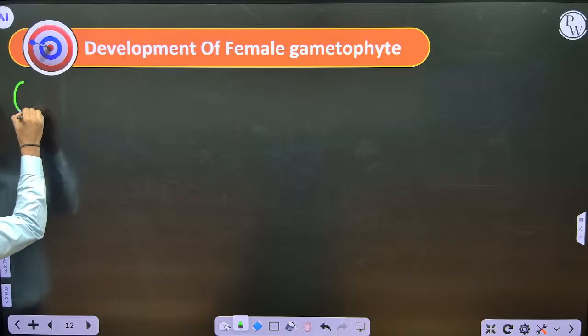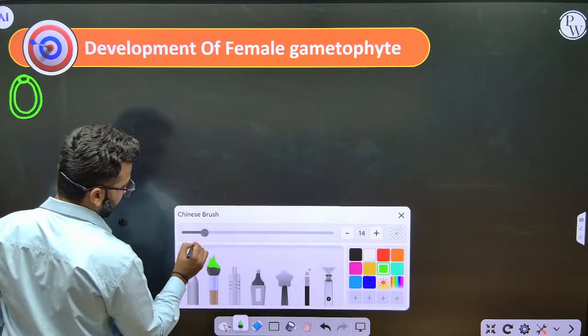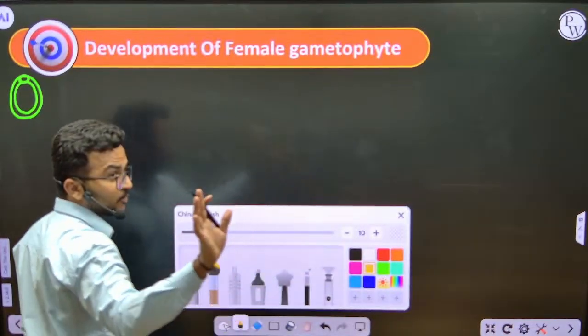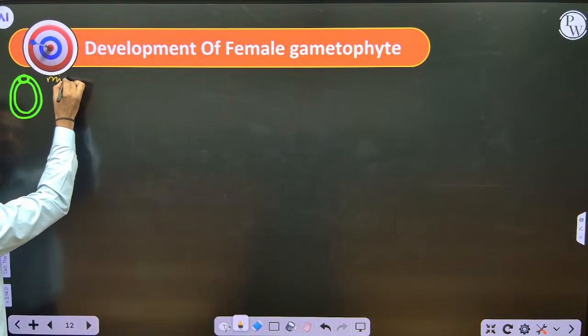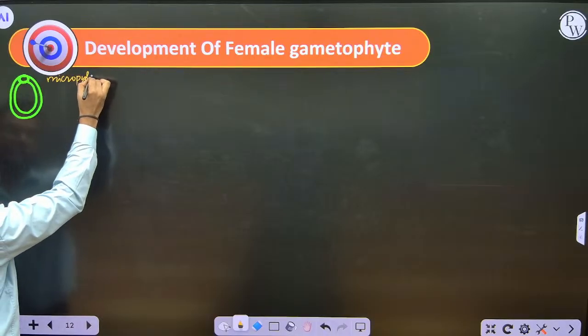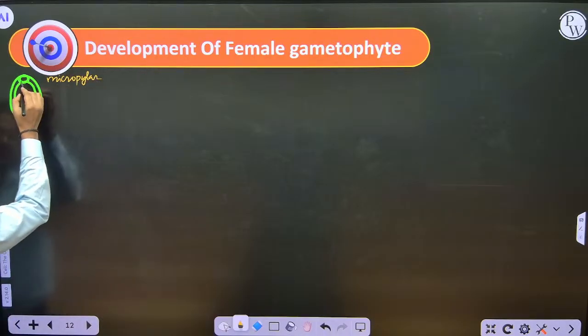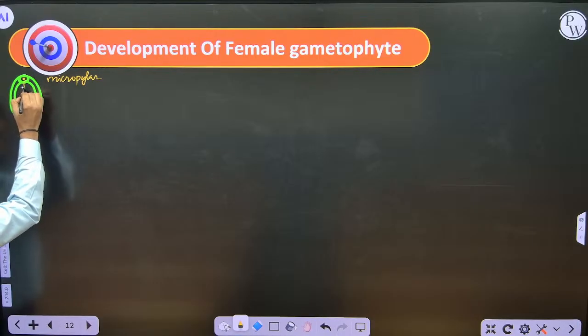So here nucellus cells are there. One of the cells will be functioning from the micropylar end. That is very, very important. You need to remember that. So from the micropylar end, one of the cells will be acting as the megaspore mother cell.